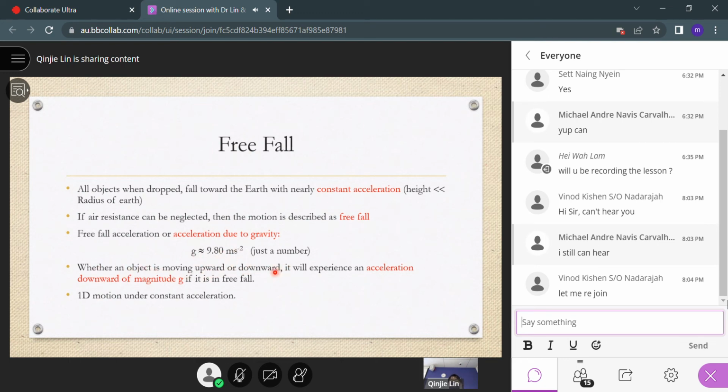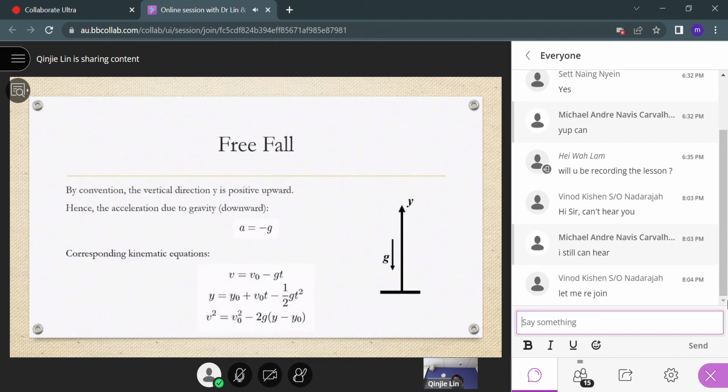Whether an object is moving upward or downward, it will experience an acceleration downward of magnitude g if it's in free fall. So whether the object is moving left, right, you throw up or throw down or let it fall on its own, there will always be this same acceleration trying to pull the object down at this value. So it is actually a 1D motion under constant acceleration, which means free fall problems you can also solve using the 4 kinematic equations. Remember, constant acceleration means we can use the equations.